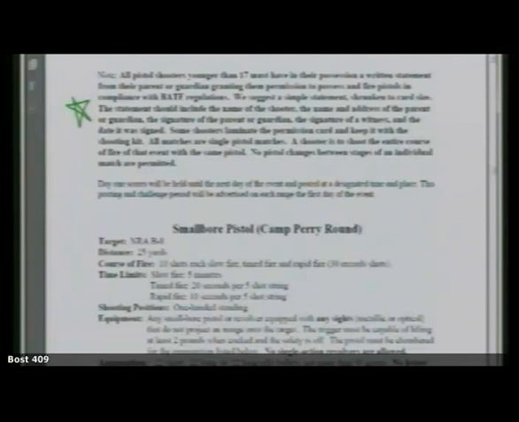All matches are single pistol matches. A shooter is to shoot the entire course of fire of that event with the same pistol. No pistol changes between stages of an individual match are permitted. Something of importance here is that day one scores will be held until the next day of the event and posted at designated times and places as indicated on the range. This posting and challenge period will be advertised on each range the first day of the event.